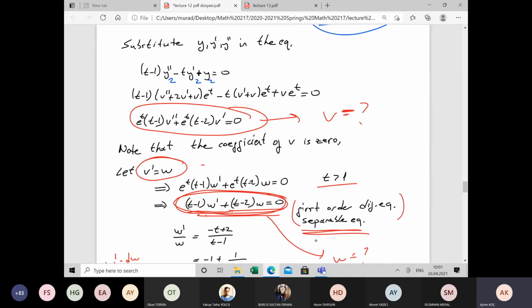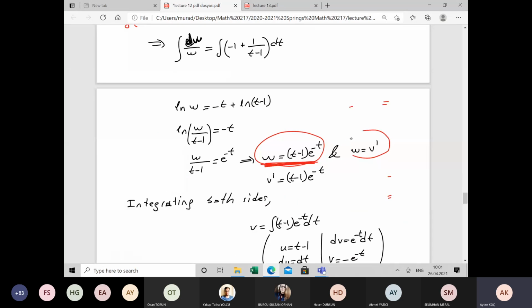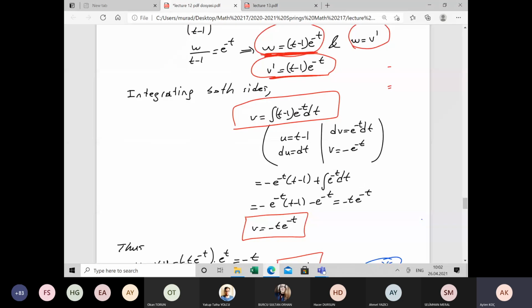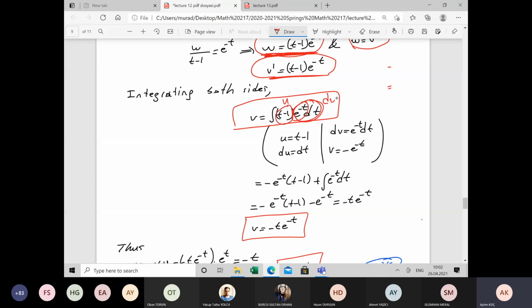If w is this one and v prime is w, how do we find v here? Integrating both sides, we obtain the integral of the product, using integration by parts. With an exponential function and a polynomial, the polynomial should be u and the other one should be dv. So u is t minus 1, du is dt. Integrating both sides, we obtain v is minus e to the minus t. Using integration by parts, we obtain v.